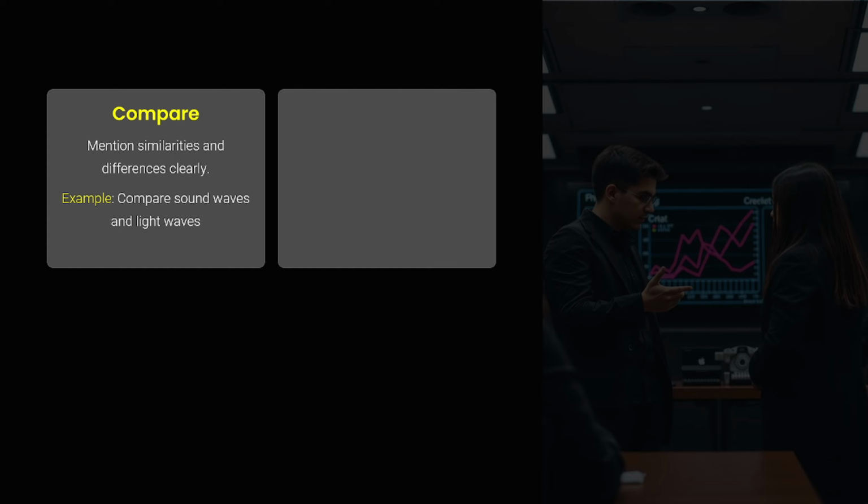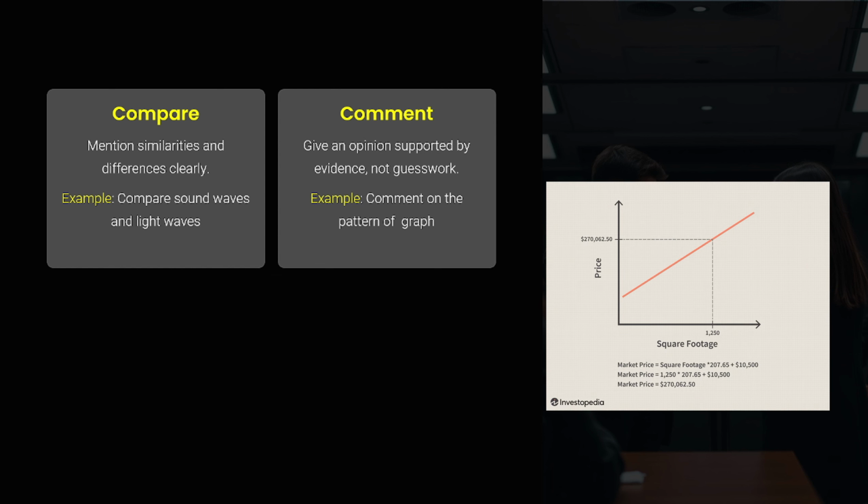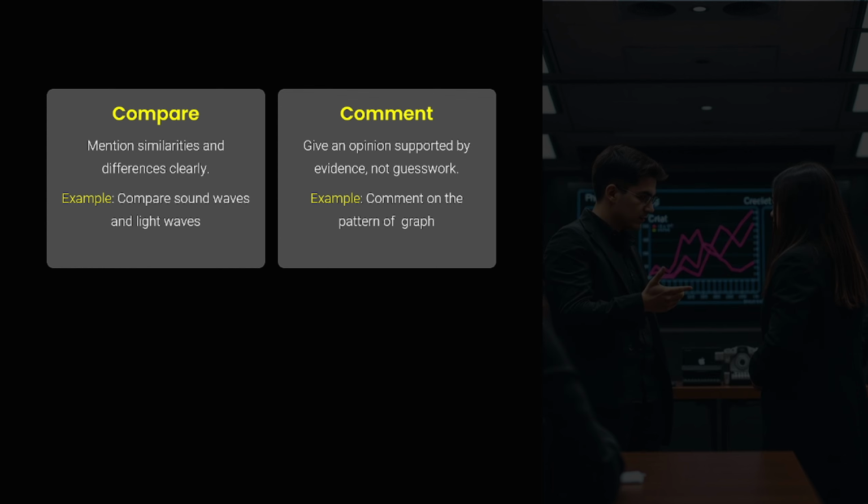The next is comment. This asks for your opinion based on evidence. Don't guess, look at the data. For example, comment on the pattern in this graph. The graph shows a linear increase, suggesting a constant rate of change. A tip here would be to always link your comment back to what's given.